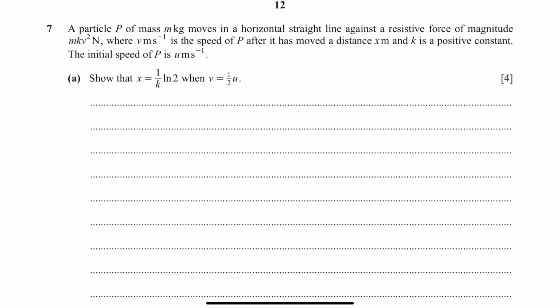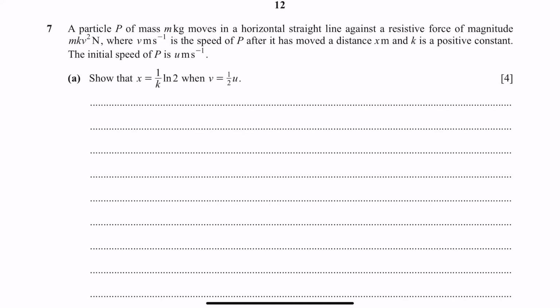Question 7. A particle P of mass m moves in a horizontal straight line against a resistive force of magnitude mkv squared, where v is the speed after it has moved a distance x and k is a positive constant. The initial speed of P is u. Show that x equals 1 over k ln 2 when v equals half u.